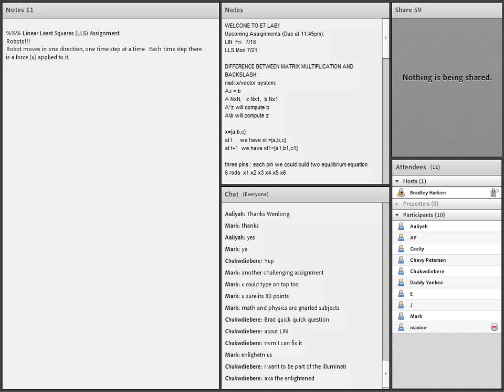So in each time step, there is a force applied to it, and that force changes from one time step to the next, but it does not change within the time step. Basic physics will give us the relationship between the force, which we call u, the velocity, which we call v, and the position we call p. Now that is given for you in equation 1 of the assignment PDF.